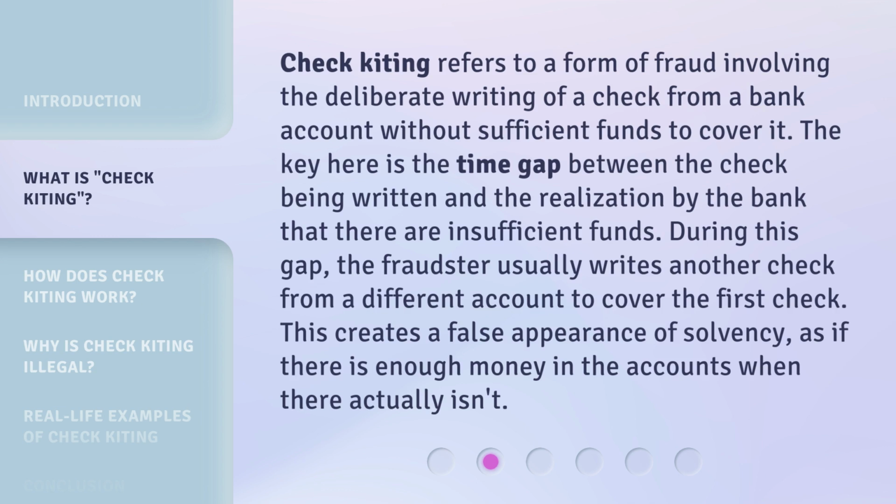Check kiting refers to a form of fraud involving the deliberate writing of a check from a bank account without sufficient funds to cover it. The key here is the time gap between the check being written and the realization by the bank that there are insufficient funds. During this gap, the fraudster usually writes another check from a different account to cover the first check. This creates a false appearance of solvency, as if there is enough money in the accounts when there actually isn't.